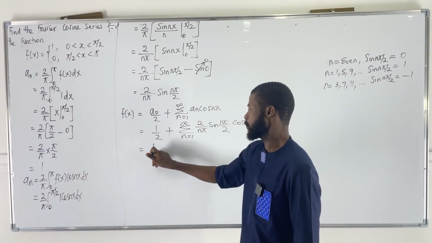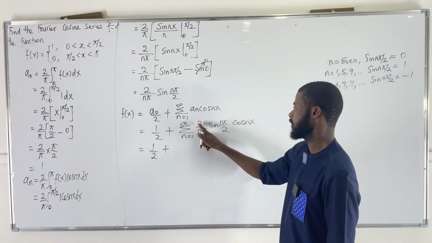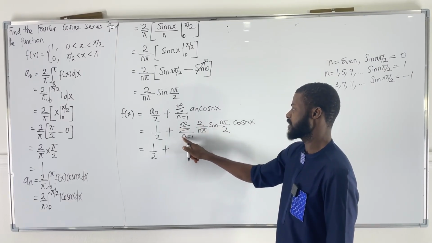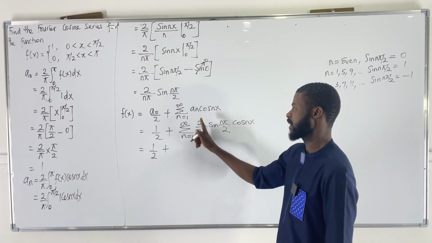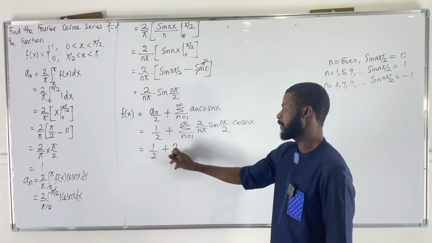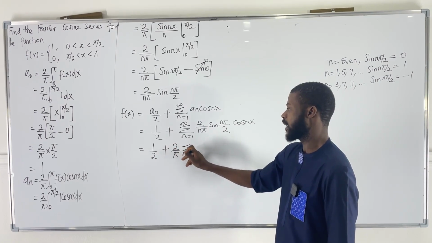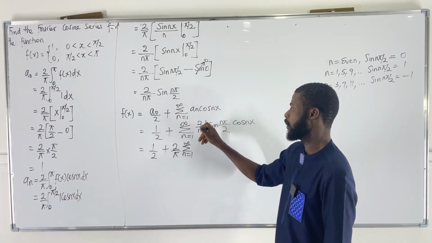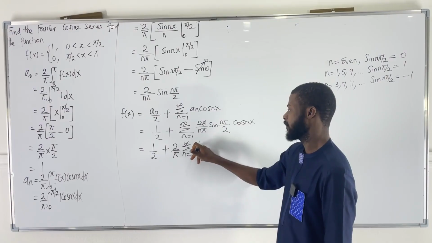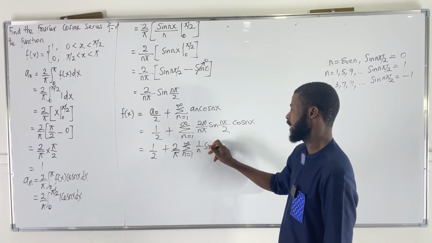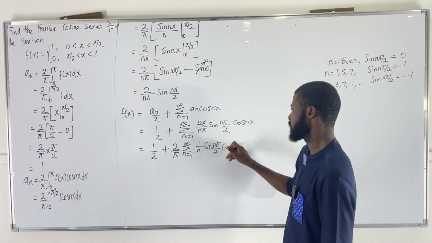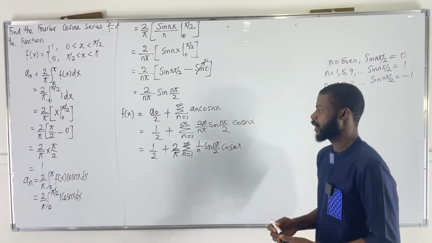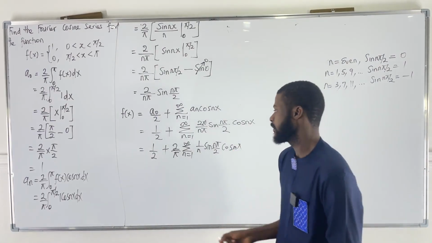Now this is 1 over 2 plus, there's a constant here. This 2 over pi is a constant because the summation is in terms of n. So 2 over pi is a constant, so I can bring it out. So this is 2 over pi, then we have the sum from n equal to 1 to infinity. What will be left? If the 2 over pi goes away, there will be 1 over n remaining. So this is 1 over n sine n pi over 2 cos nx. All right, now this way we then start putting our values of n.